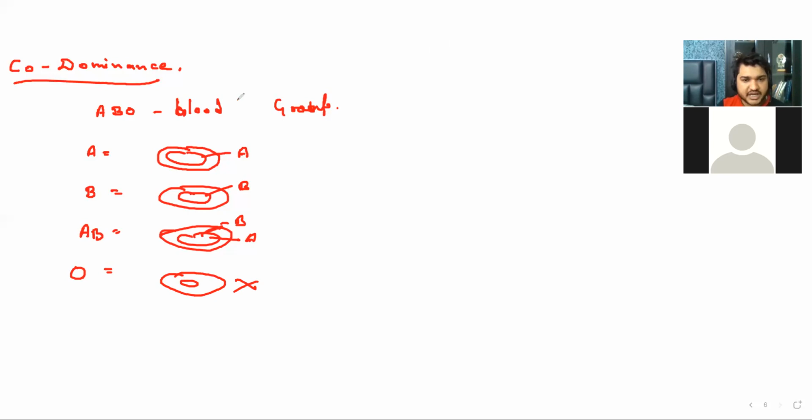Okay, for the ABO blood group, you have only three alleles. I^A, this is one allele. It is just for representation. Can you just see this A? It is just for representation.